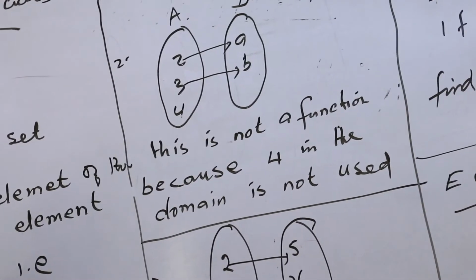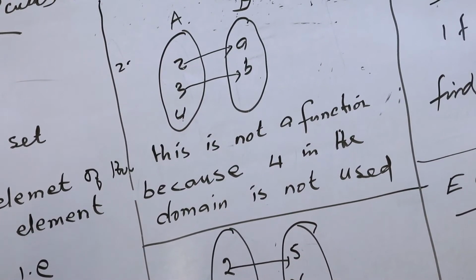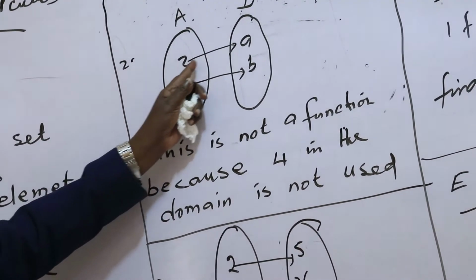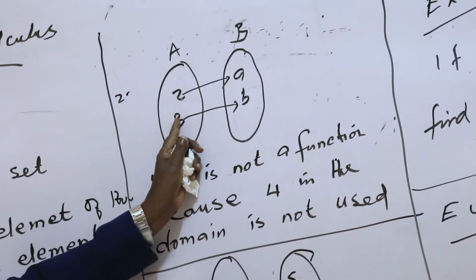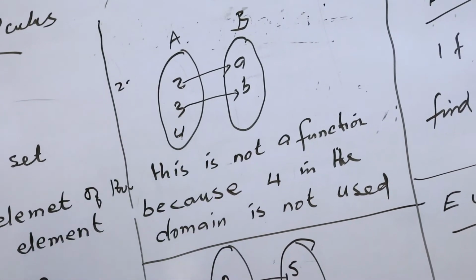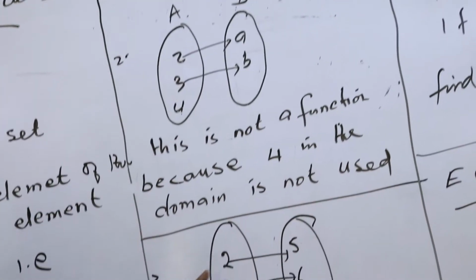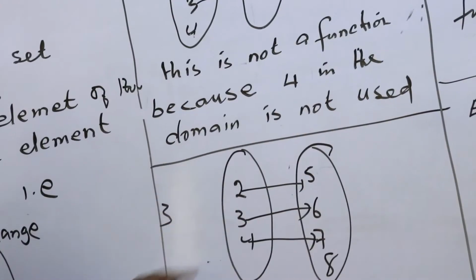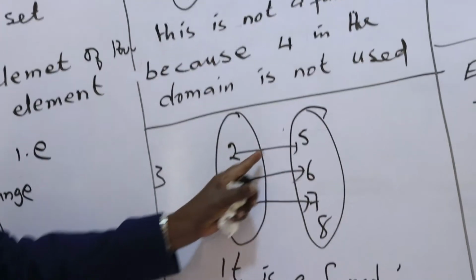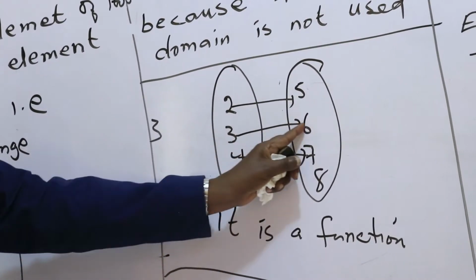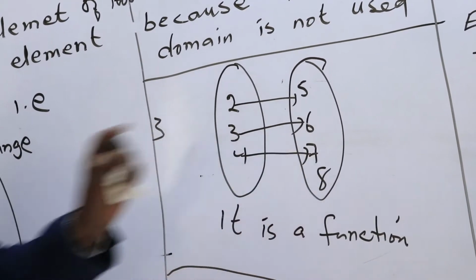Okay, if one is left out, it's not a function. Look now: 2 takes A and 3 takes B, but 4 is not used. What about this one? This is a function, because 2 maps to 5, 3 maps to 6, 4 maps to 7.